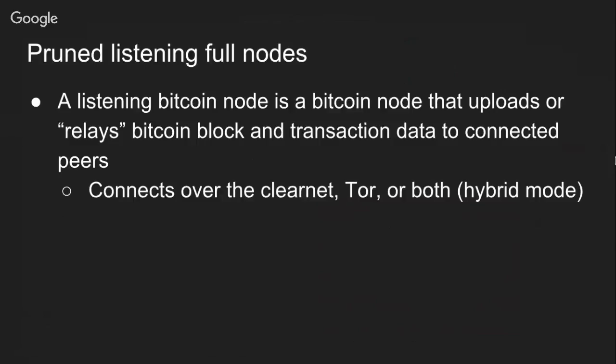So listening nodes can connect to peers over the ClearNet, basically the regular HTTP IPv4 network, over Tor, or both, which would be like a hybrid mode that bridges the ClearNet and the Tor network. Hybrid nodes are important because they provide a critical link that passes blockchain data between the ClearNet and the Tor network. Otherwise, they would be two separate networks kind of partitioned from each other. And that would, of course, cause a split, and that's no good.